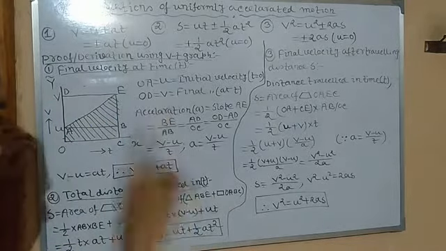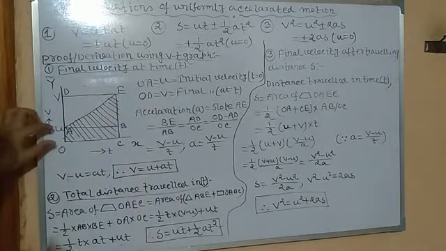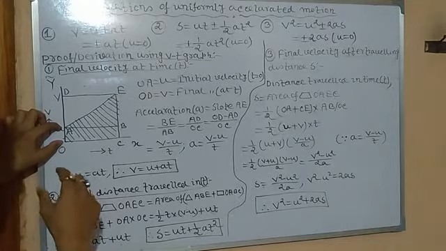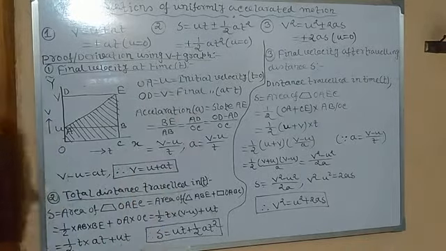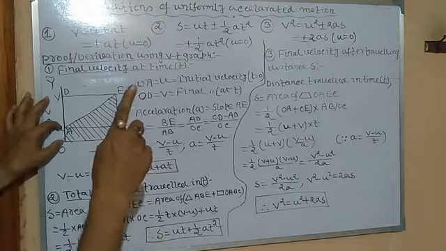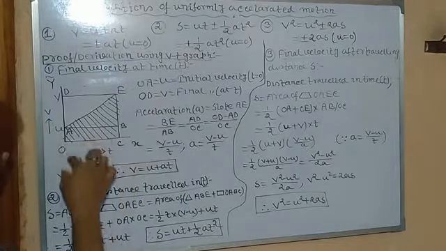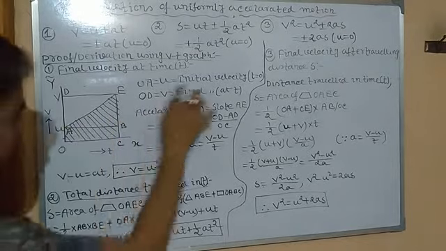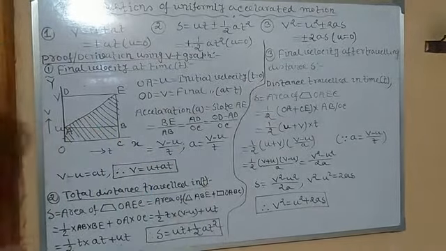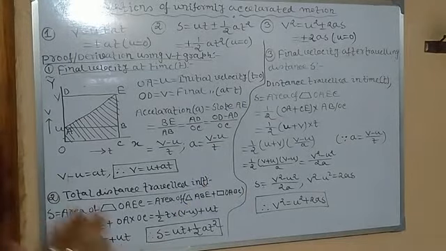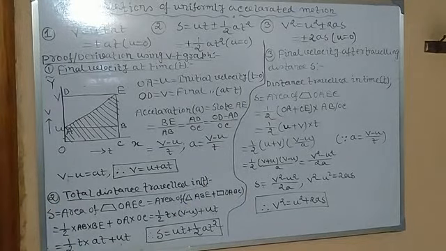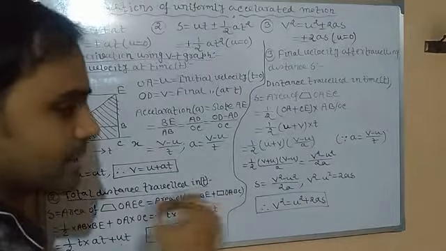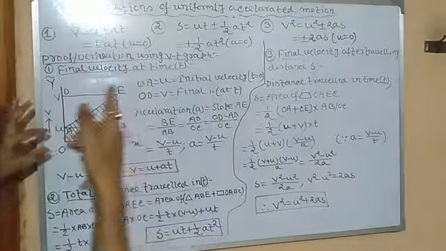Since u is not 0, the body possesses some initial velocity. That's why it starts from having some velocity. It may be 1 meter per second, 2 meters per second, very small, but it has some value. Here OA represents the initial velocity at t equal to 0. Time is counted from that velocity.